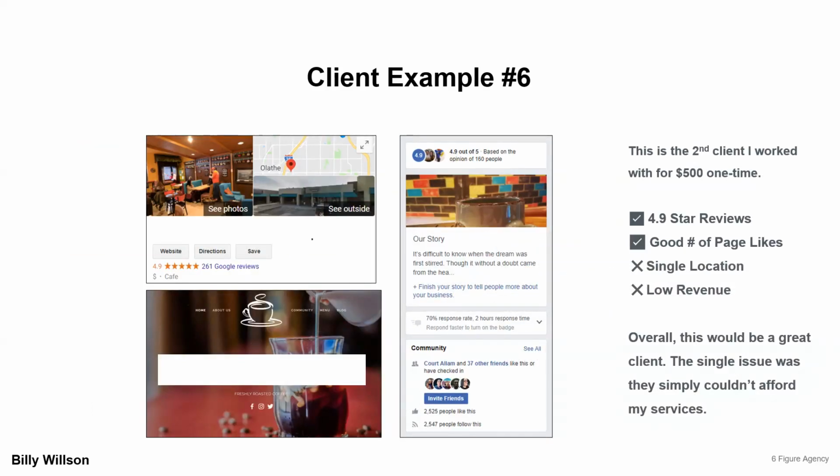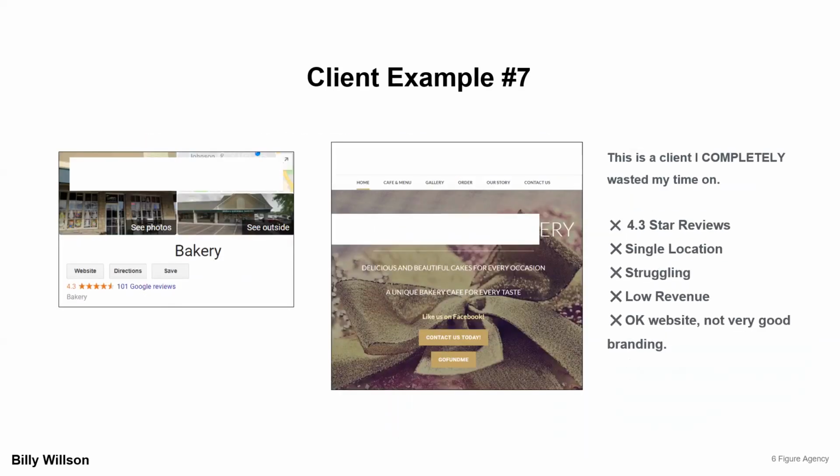And this is the second client that I worked with for $500 one time. They had 4.9 star reviews, good number of page likes. They are a single location, so that's the negative. They have low revenue, and this is a coffee shop. So instantly, you guys should know now, cut out single restaurant locations. And overall, this would be a great client, but the single issue was they simply couldn't afford my services. So even though I got them great results for $500, they wanted to continue, but they simply couldn't because they didn't have the money. So you guys gotta really avoid clients that don't have the money and go after clients that do have the money.